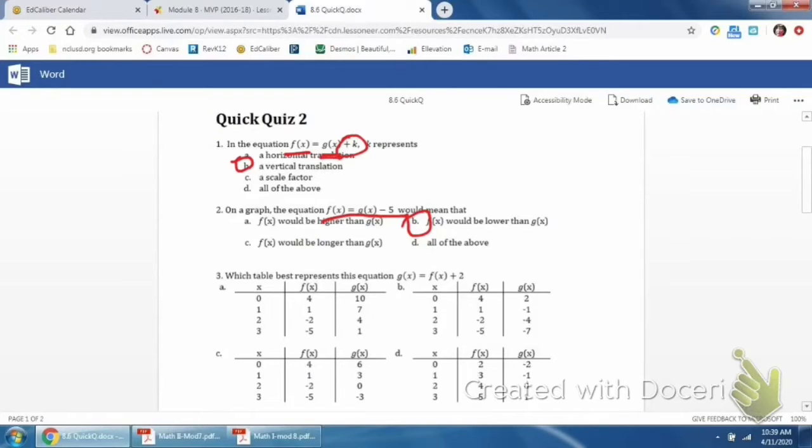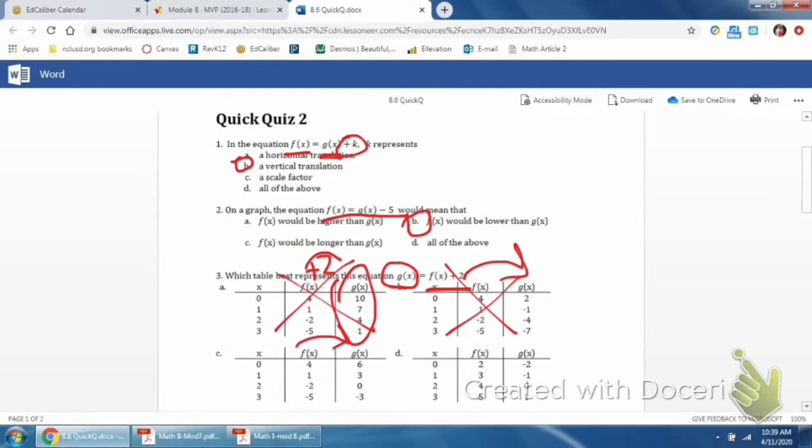Number 3. So now we're looking at which equation has g of x being f of x plus 2. So that means everything in the g of x should be 2 more than the f of x. Okay, so it's not that one. 4 to 10, that's 6 more. This one, 4 to 2, that's 2 less. Not that. This one goes 4 to 6, that adds 2. 1 to 3 adds 2. Negative 2 to 0 adds 2. They all add 2. So this one should be C. Number 3 should be C.